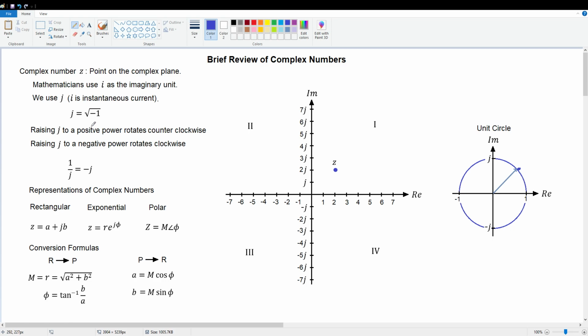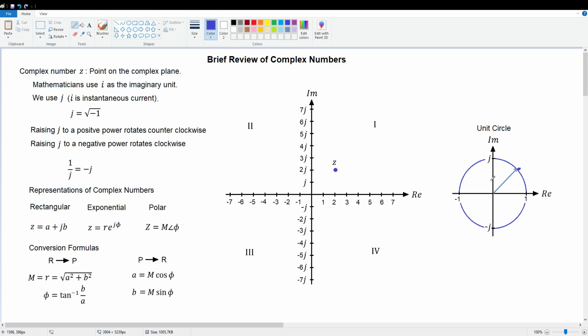J has some pretty interesting properties compared to regular real numbers, and that's what we're going to look at next. To do that, let's imagine that we drew a circle around the origin with a radius of 1. I have that over here. It's called the unit circle. Let's look at this first characteristic. Raising J to a positive power rotates counterclockwise. I know that's not a rigorous definition, but here's the idea. Whenever you raise J to some positive power, it moves you around counterclockwise.